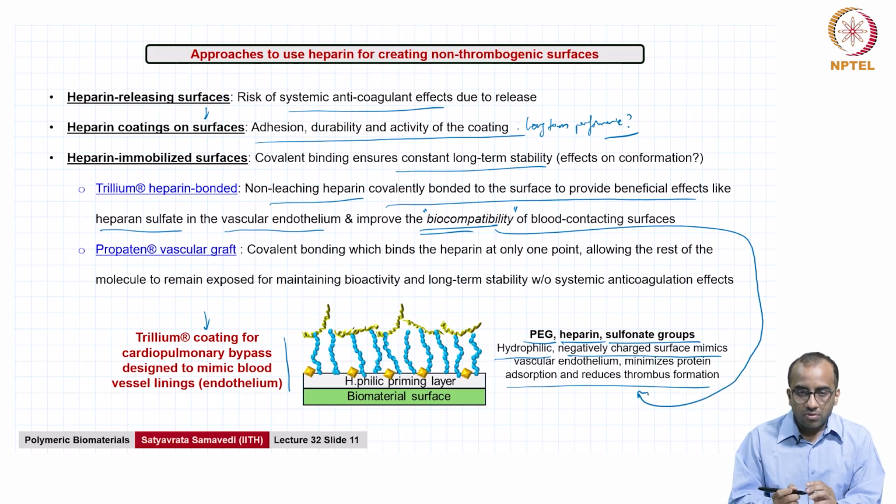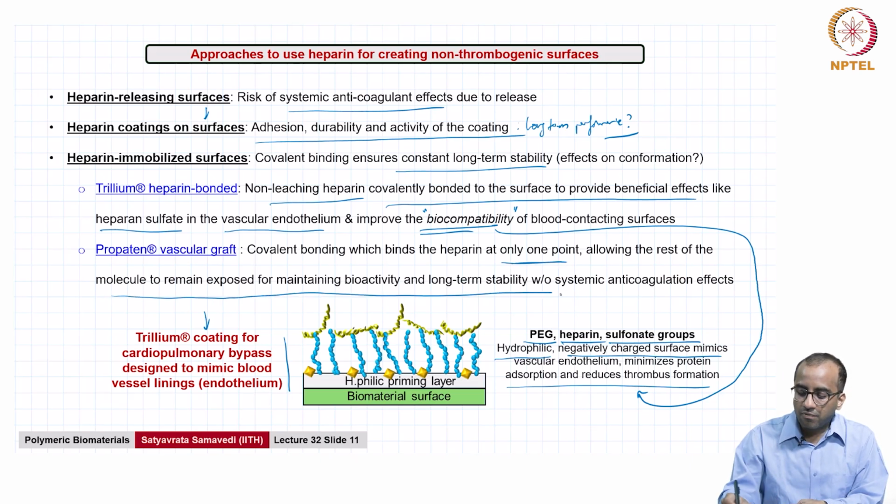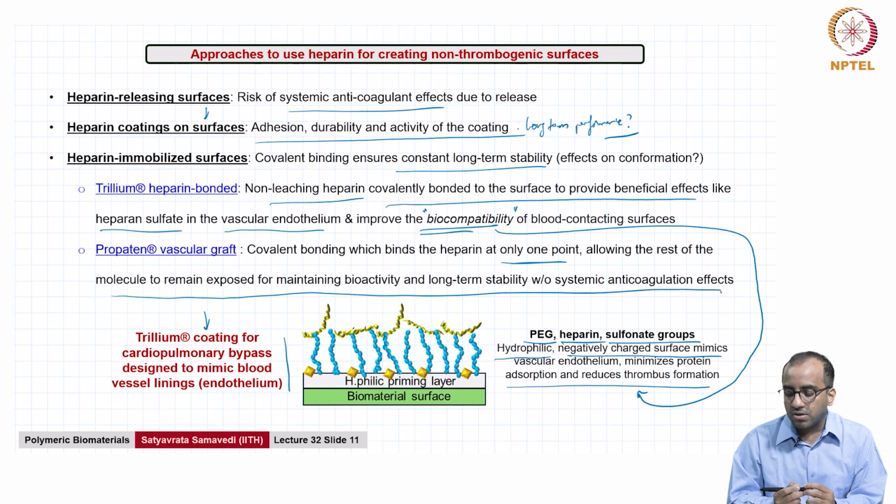The other is the Gore Propaten vascular graft, which is again a covalently bound heparin, but the covalent binding happens only at one point, allowing the rest of the molecule to remain exposed for maintaining bioactivity and long-term stability without systemic anticoagulation effects.